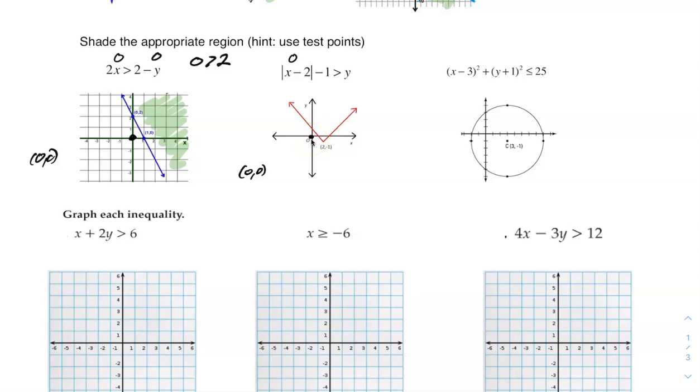So plug in 0, 0. I get the absolute value of negative 2, minus 1, is greater than 0. That's just 2 minus 1 is greater than 0. So I get 1 is greater than 0. That is true. So I do want to shade where I picked my point. I'm going to shade all this.